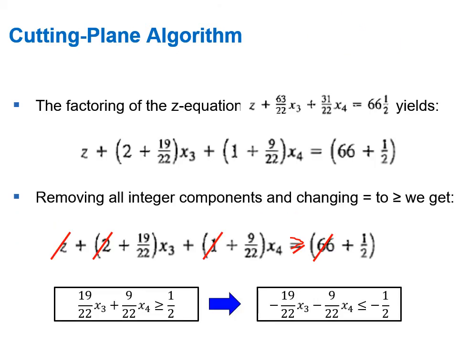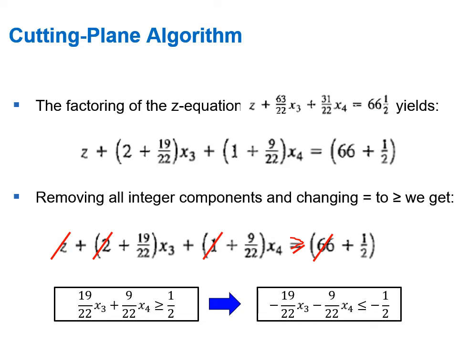In the given optimal simplex tableau, we had three equations. Remember, the first one was for the objective function, row 0, and there were two other equations for the two constraints. We can generate a cut from the objective function, from row 0, as well. So this is the equation corresponding to row 0. Now what shall we do?